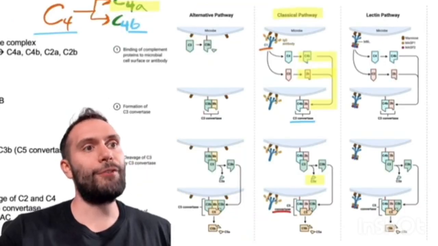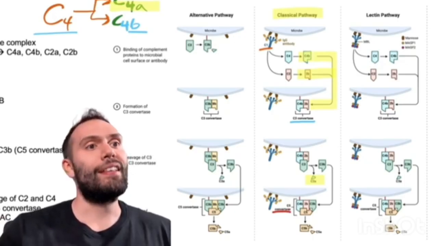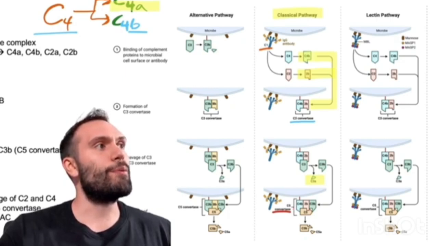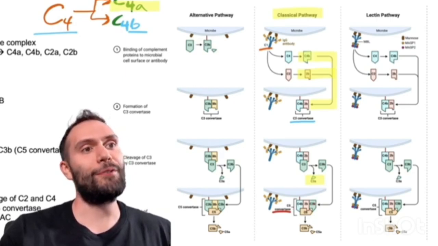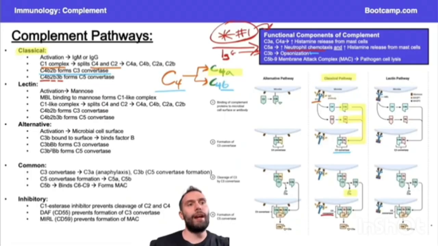Now the C5 convertase, like it says, is going to convert C5. Again, this is formed from C4b, C2b, and C3b. So this is where it gets confusing, but again, it's telling you what it does, right? It's going to cleave C5. Once we finally get to this step where we form this C5 convertase, we're able to cleave C5, and again, we get our 2 components. We get C5a, which we already know what this does, right? We go up to our functional components here. C5a is going to stimulate histamine release from mast cells. It's also going to be involved with neutrophil chemotaxis, right? So that's what C5a is going to be doing.